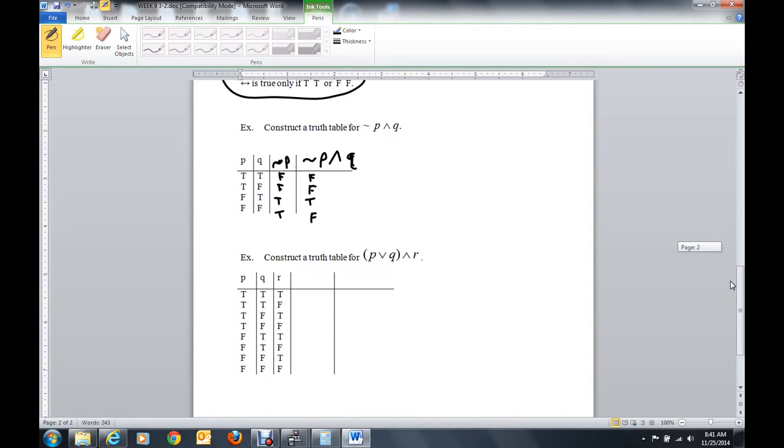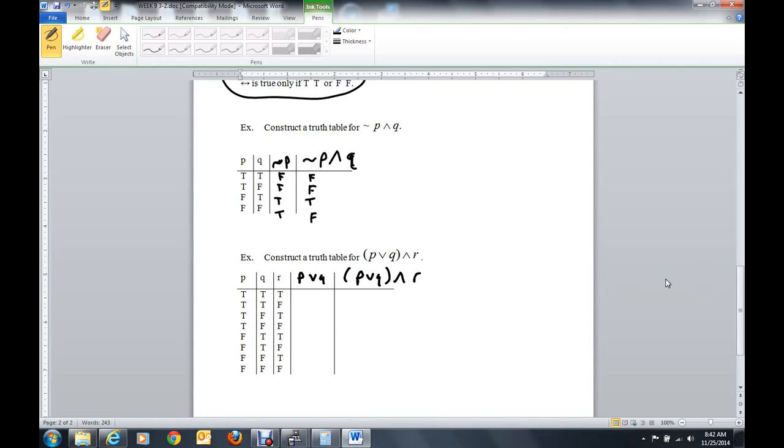Let's do this one. This one has P, Q, and R, so that's why I have my eight possible combinations. So what I'm going to do first, I'm going to break it down, finding P or Q first, and then I'm going to use that truth column to find the answer column, is what some books call it.